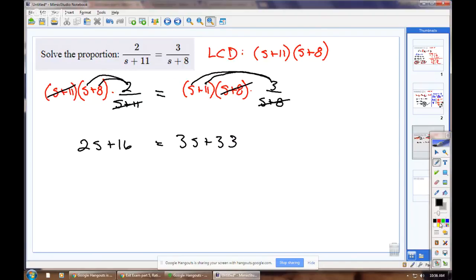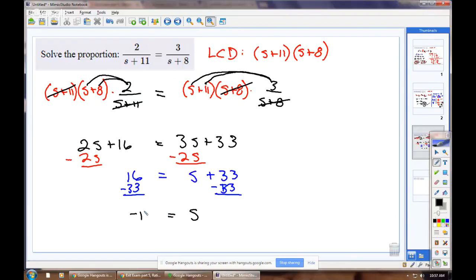So to solve this, I think I will subtract the 2s over, because then that gives me just a 1s or an s. And then I'll, let's see, consolidate, bring the 33 over to the other side. Oops, minus 33. And we get s equals negative 17 is what we think the answer is.